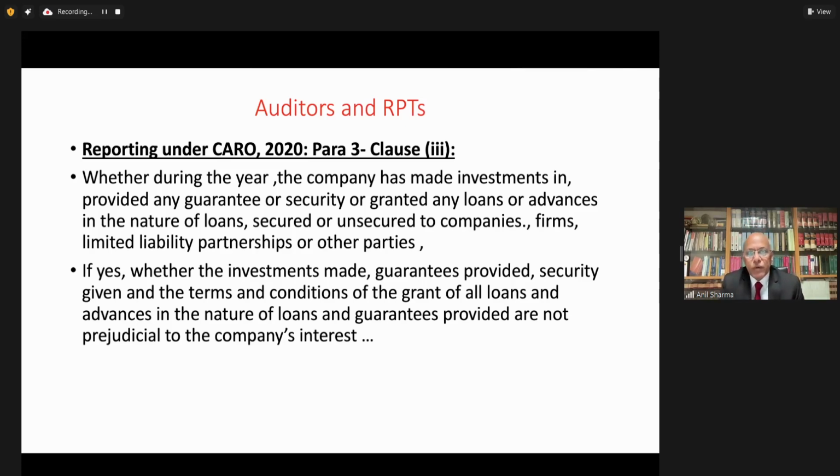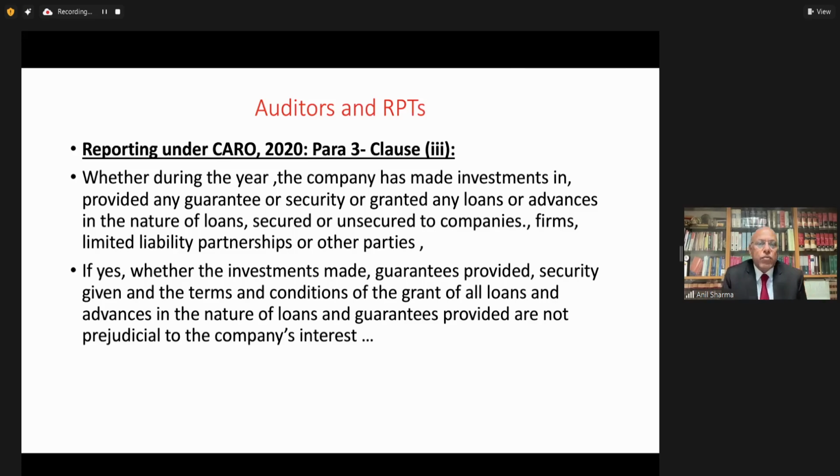For example, if you look at paragraph 3, clause 3: whether during the year the company has made investments in, provided any guarantee or security, or granted any loans or advances in the nature of loans, secured or unsecured, to companies, firms, limited liability partnerships, or other parties. Now, look at this requirement.